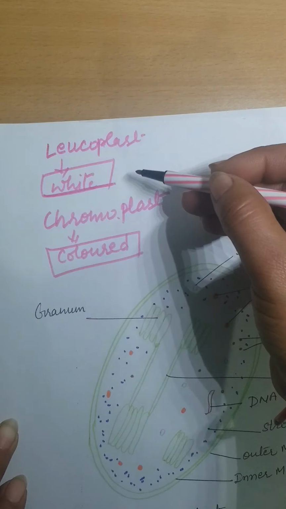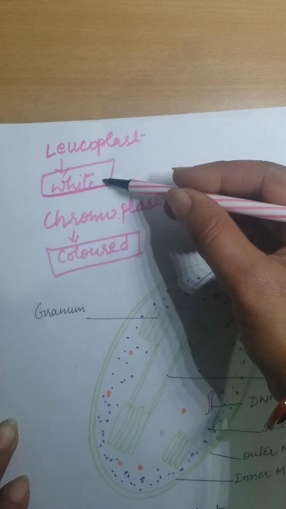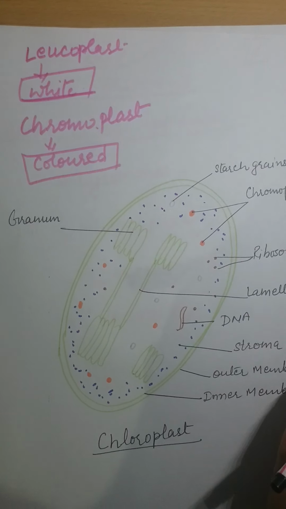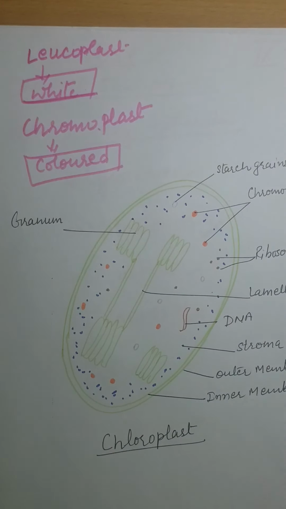Now I am talking about the leucoplast. Leucoplasts are white color pigments which are present within the cell. And actually these leucoplasts are used to store the extra food, like they store the food in form of sugar, oil or starch.